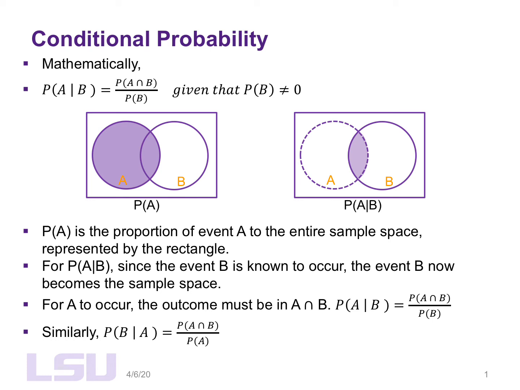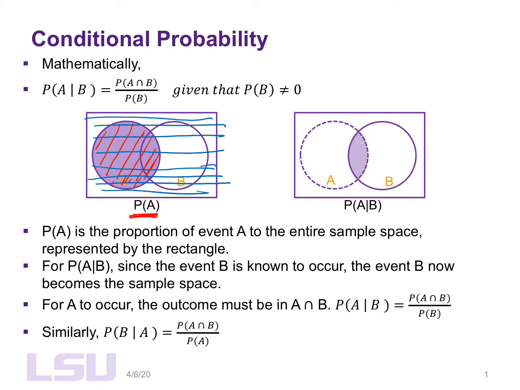Okay, now we move on to conditional probability. The probability of A, which is what we looked at before, is what? The probability of this shaded area, which corresponds to A, or the area A, divided by the total area, which I'm going to shade in blue, which is the entire sample space. So that's how you get probability of A: the red shaded area divided by the blue shaded area.